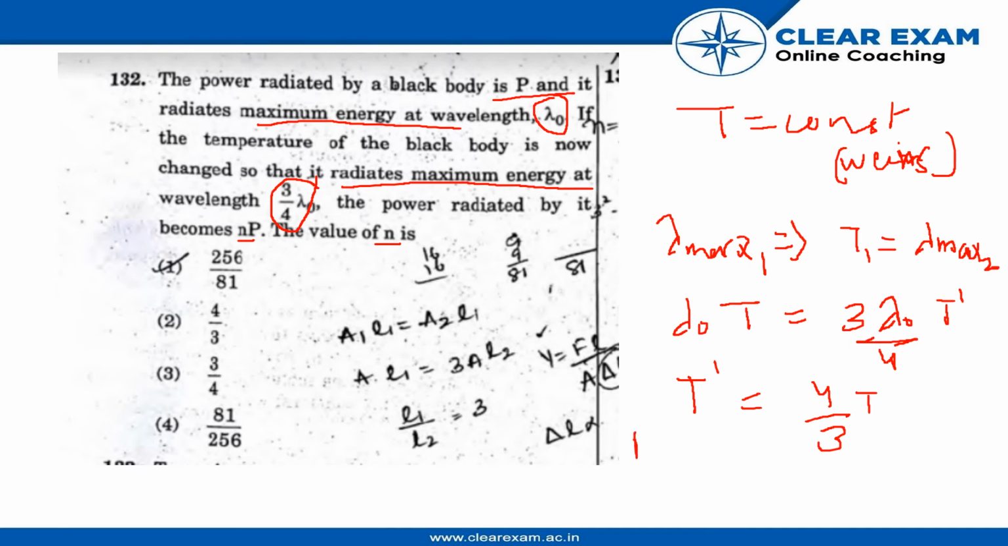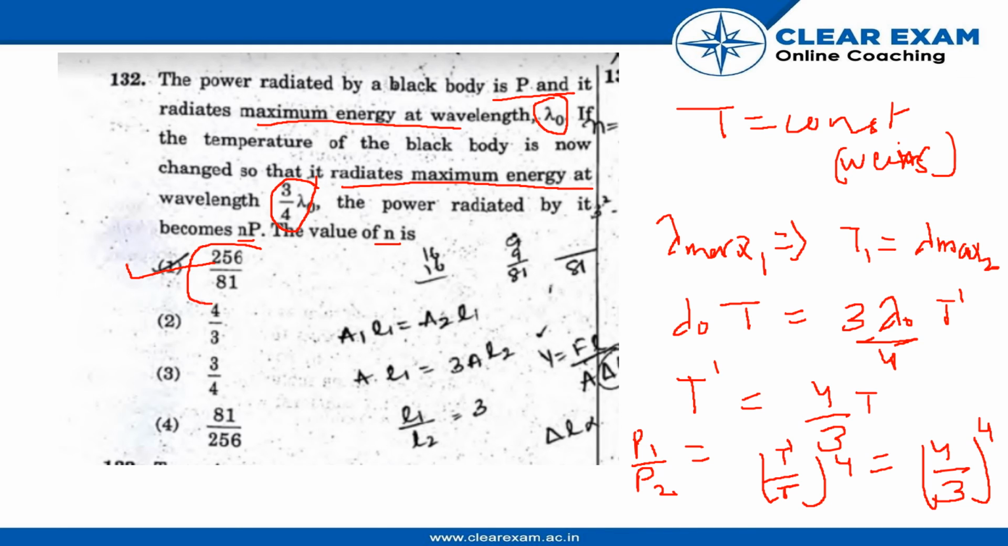So from the equations we get P1 upon P2 equal to T1 upon T dash to the power 4. So it will give 4 upon 3 whole to the power 4. So the answer will be option A, 256 upon 81.